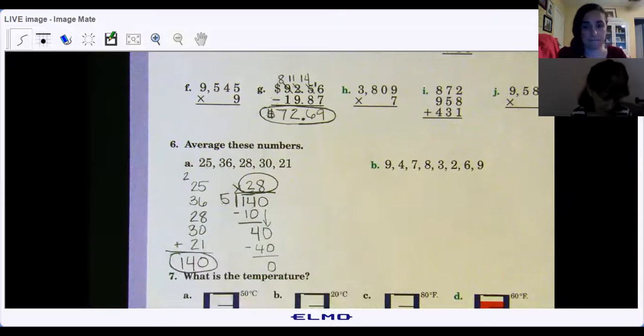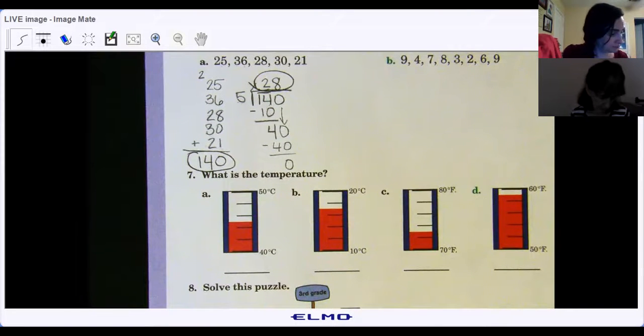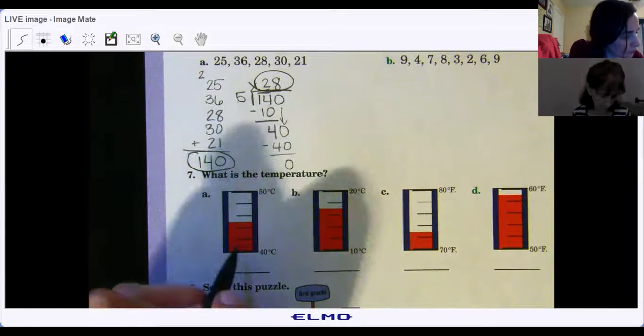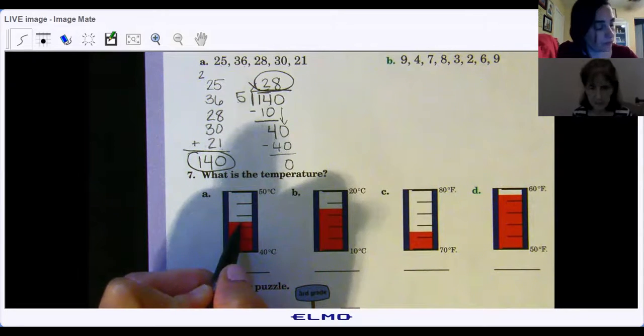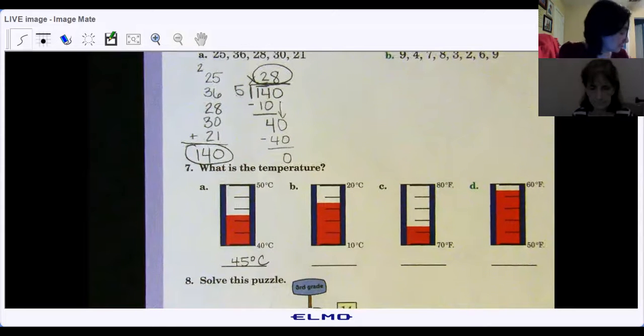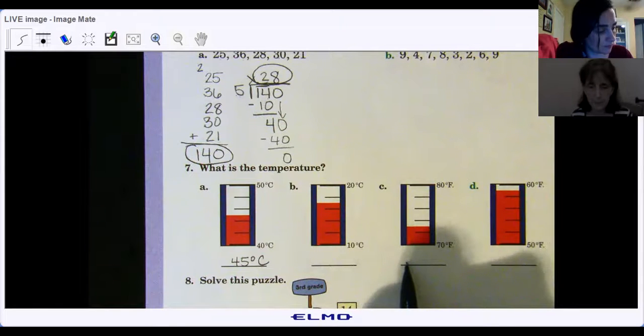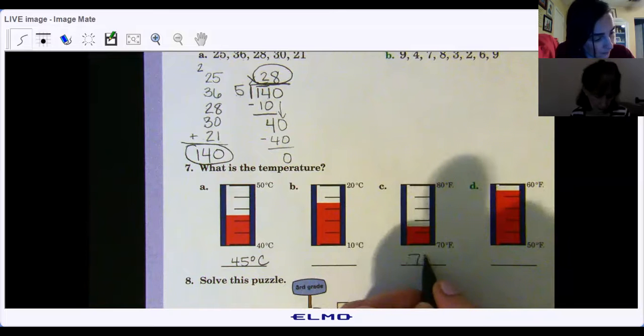All right, let's look at temperature. Remember, Celsius by ones, Fahrenheit by twos. The first one, we're going to start at 40 and we're going to count by ones because it's Celsius. 40, 41, 42, 43, 44, 45. 45 degrees Celsius. Okay, and then we're going to skip the next Celsius one. We're going to go to C, Fahrenheit. Fahrenheit, we're going to count by twos. We're going to start at 70 and count by twos. So 70, 72, and one more is 73. 73 degrees Fahrenheit.